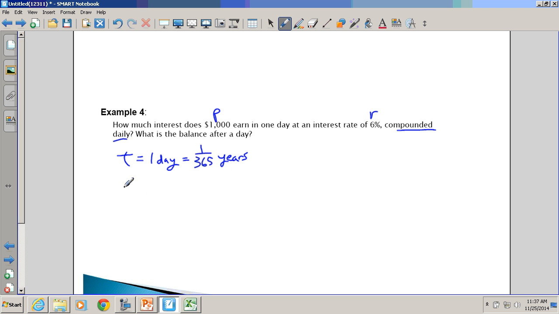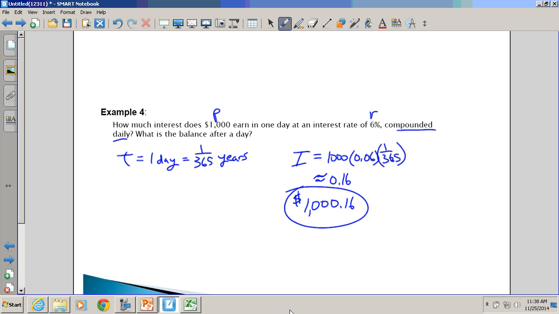So I only have to do this once because my time is 1 day. So interest is going to be principal times rate times time, which is 1 out of 365. So after a day, the amount of interest, when you round it to the nearest cent because that makes sense with money, is 0.16, so 16 cents interest. So how much is in the account after 1 day? $1,000.16. That's how much is in the account after 1 day.